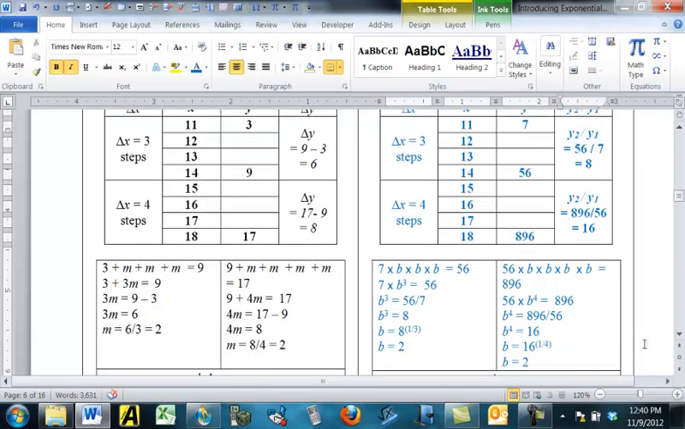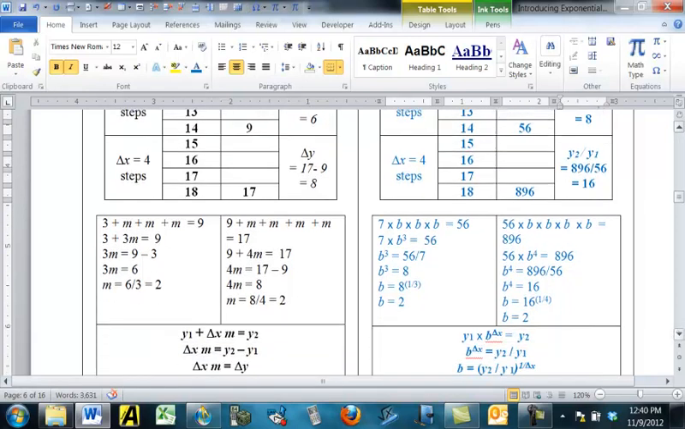Similarly, we have 56 times the base times the base times the base times the base to get 896. So in other words, 56 times b to the 4th power is 896. And so we do 896 divided by 56. And that's b to the 4th. Then we take the 4th root, or the 1/4 power.